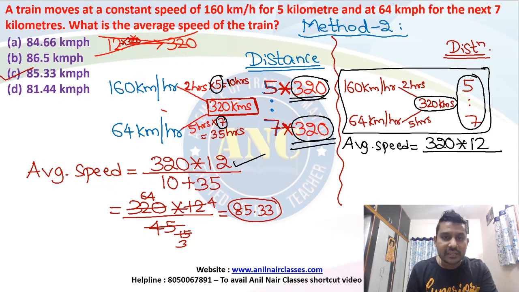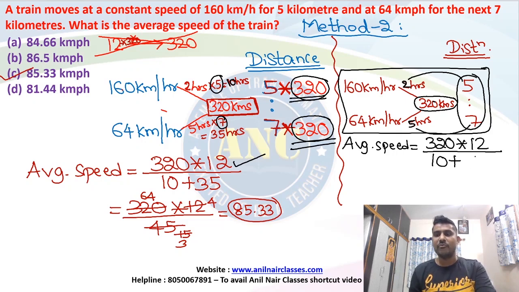How did you get this 10 hours? Already there is a 2 here. Just multiply with the first ratio 5. 2 into 5 is 10, and already there is 5 here. Just multiply by the second ratio 7. 5 into 7 is 35. That is exactly what I wrote and showed it to you earlier.